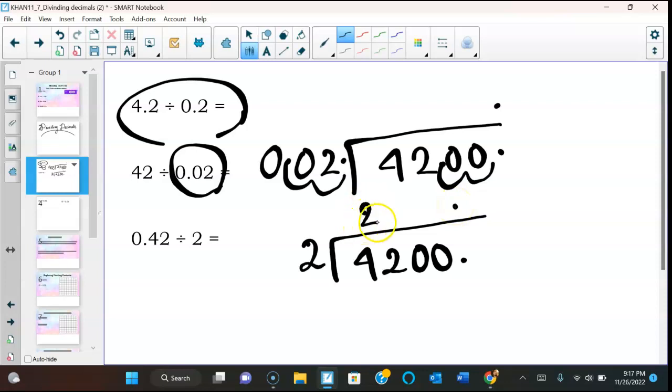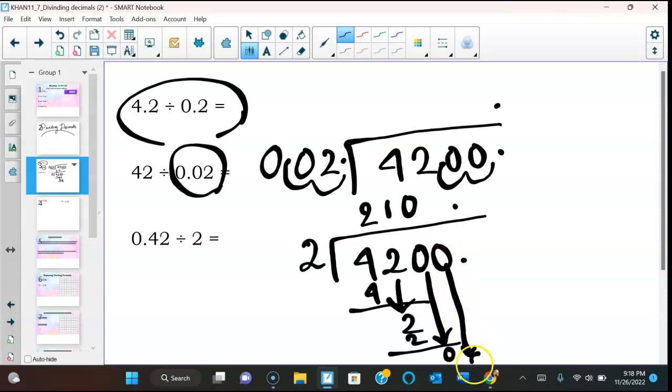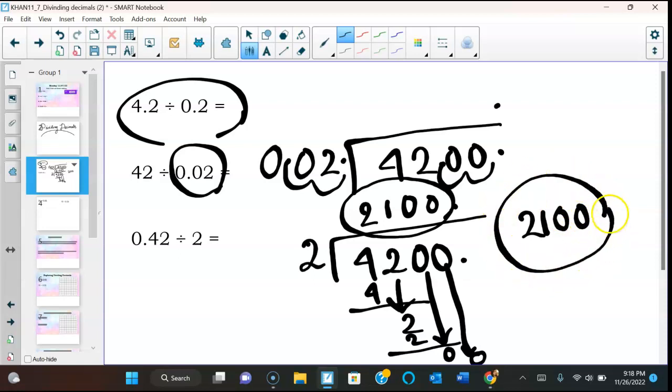2 times 2 is 4. Drop 2. 2 times 1 is 2. And now you're going to drop 0 here. 0 can be divided by 2, so it's 0 here. Drop another 0 here. You can do the same thing, so 0 will be here. And the answer is 2100.